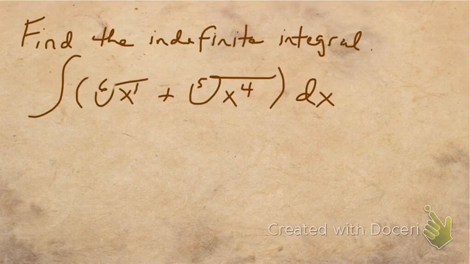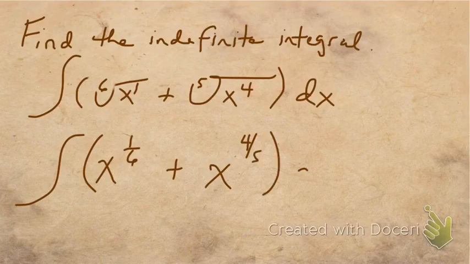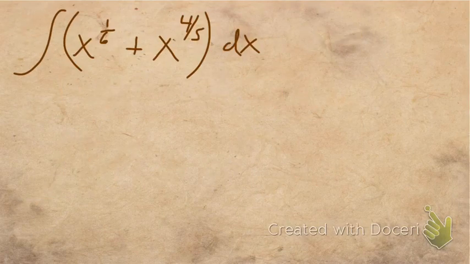Well, we could translate that out of radical form and call that the antiderivative of x to the 1/6. And take that 5th root of x to the 4th and write it in exponential form as x to the 4/5 power. Say it again.